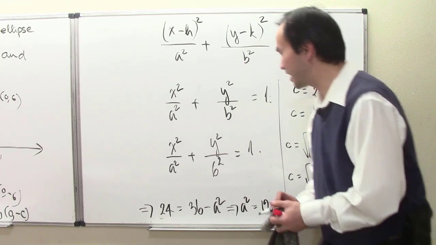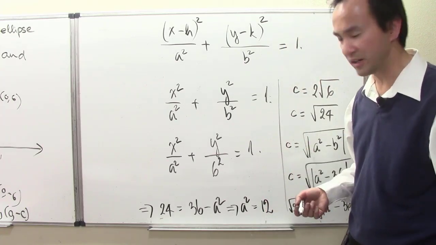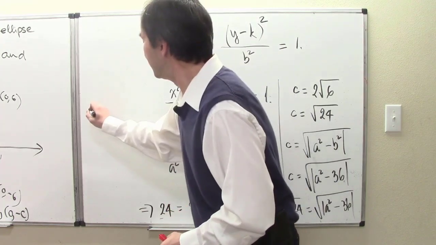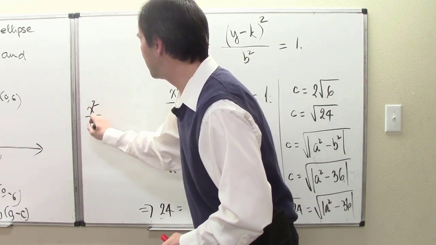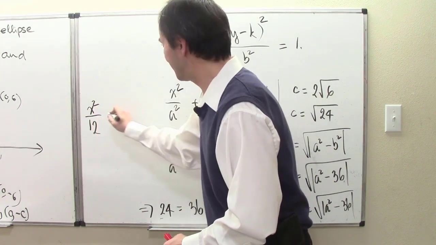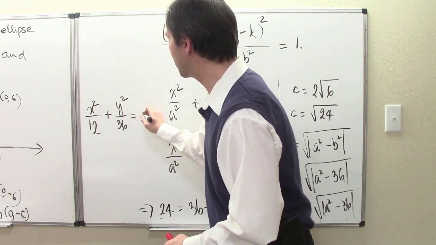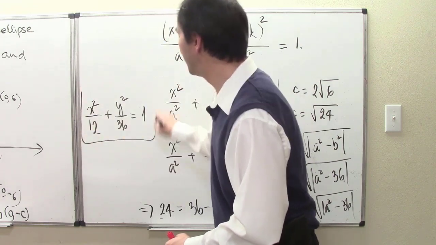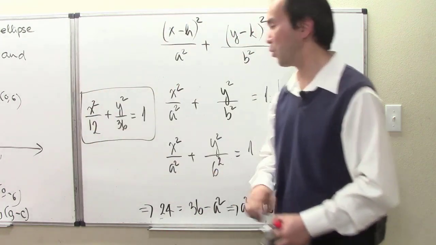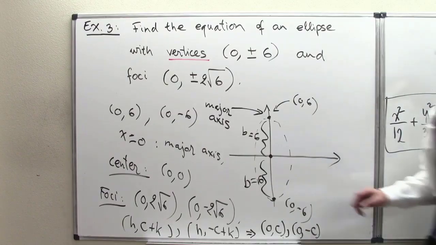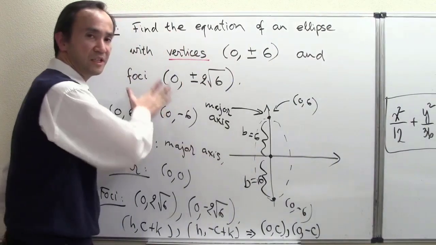So in that way, our final complete equation appears as follows. x squared over 12 plus y squared over 36 equals 1. That is our equation of the ellipse that satisfies this given information.